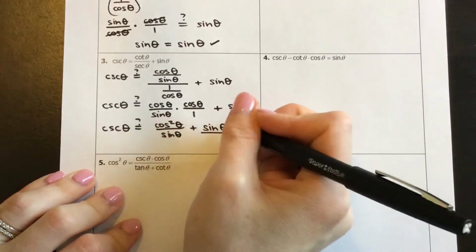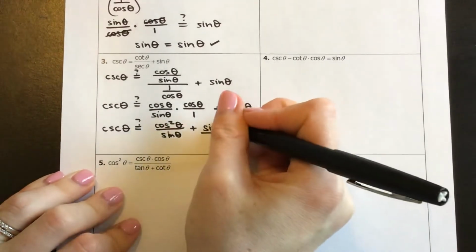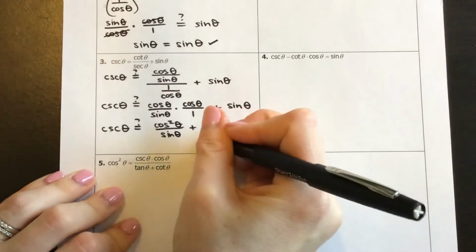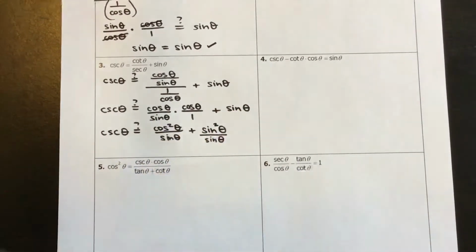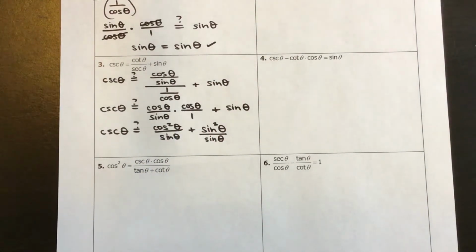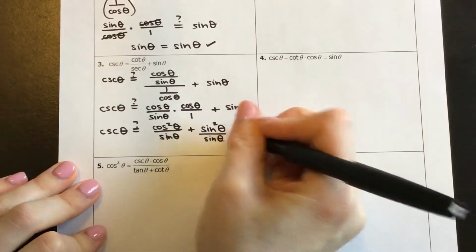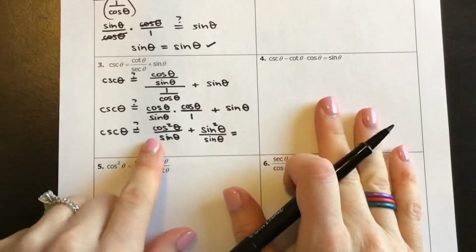When you multiply the numerator by sine, sine times sine becomes sine squared, and then you multiply the denominator by sine. All right, so we are going to just extend this. We're not doing the evens, so I'm going to extend this over onto the right.